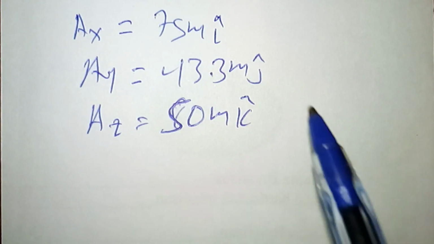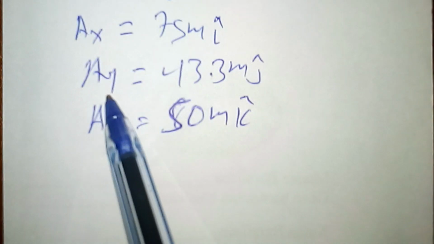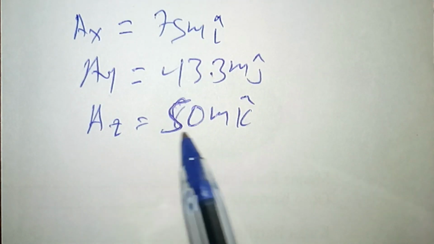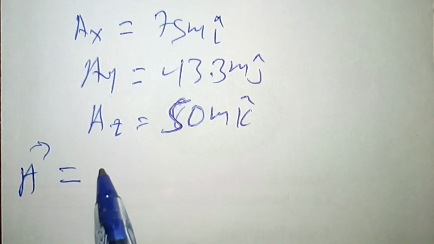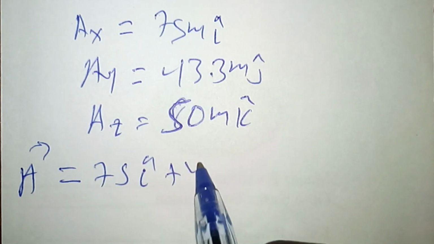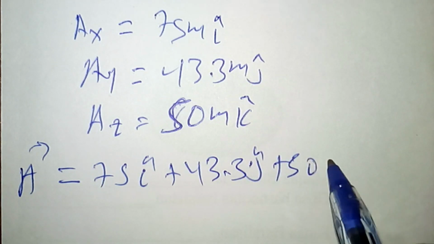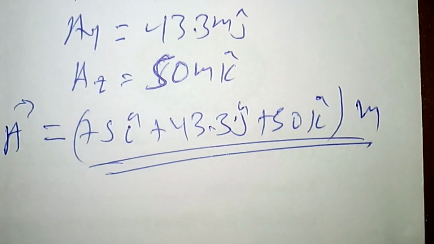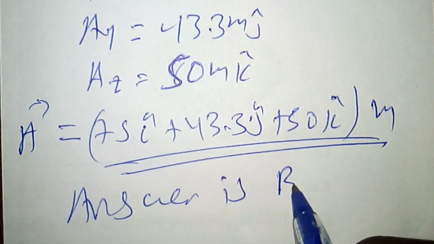Therefore, the component of A along x is 75 meter, the component of A along the y-axis is 43.3 meter, and the component of A along the z-axis is 50 meter. So vector A is written as 75i plus 43.3j plus 50k meter. So the answer is B.